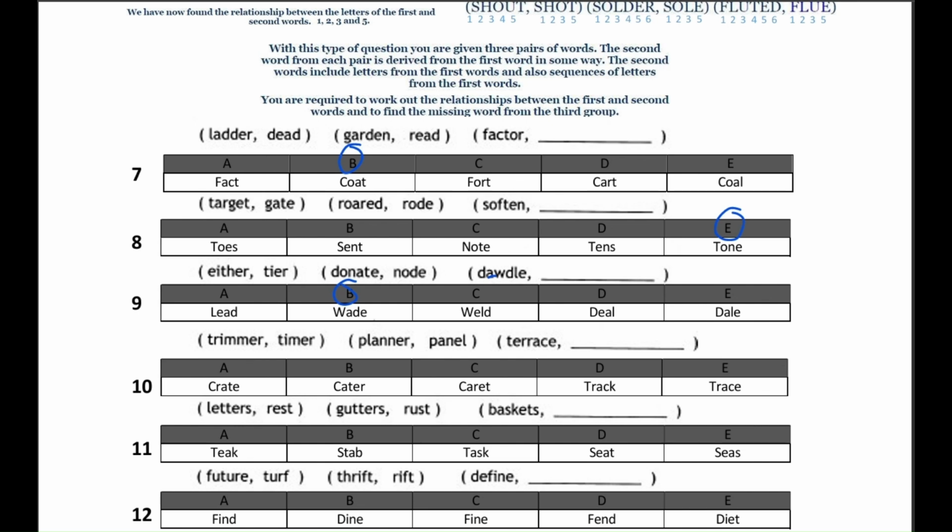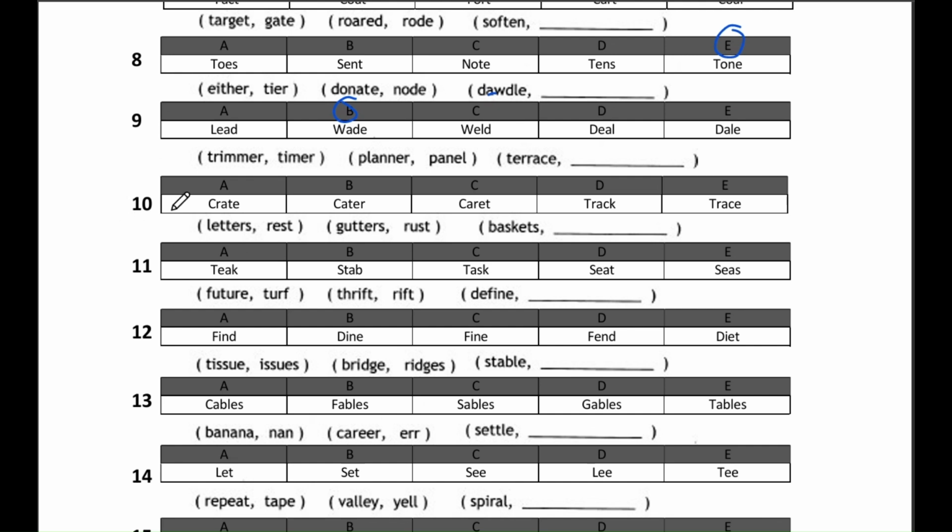Question number 10. Now we will look at question number 10. This one asks us to complete the third pair using the rule from the previous pairs. Our pairs are trimmer, timer, and planner, panel. What will terrace, underscore, underscore, underscore become? The options are A, crate, B, cater, C, carrot, D, track, or E, trace. The answer is E, trace. It looks like the second R and a letter M or N have been removed from the word, and the remaining letters have been rearranged to make the new word. Following that pattern, terrace becomes trace.